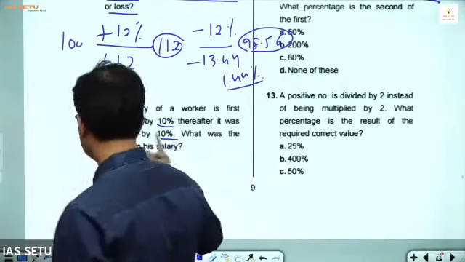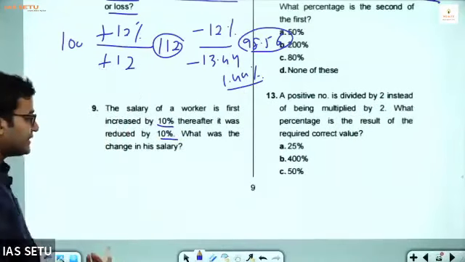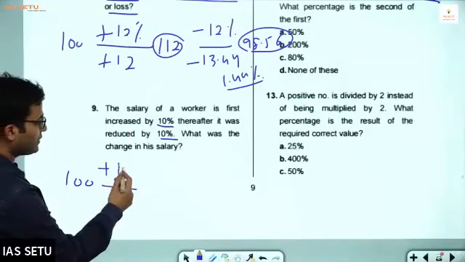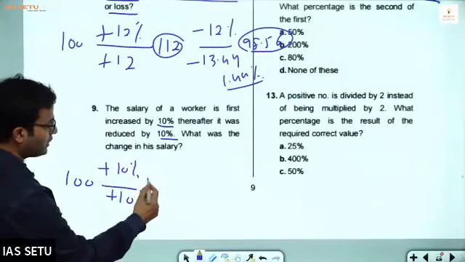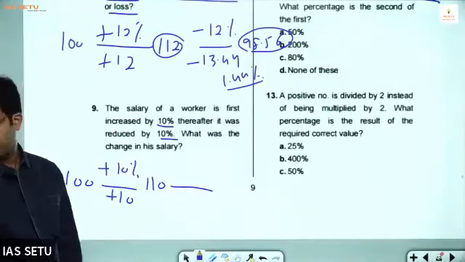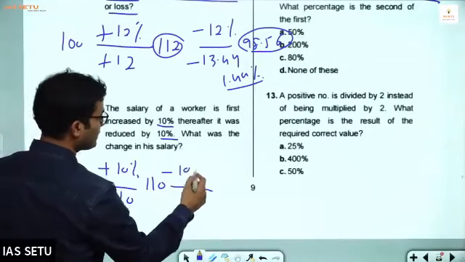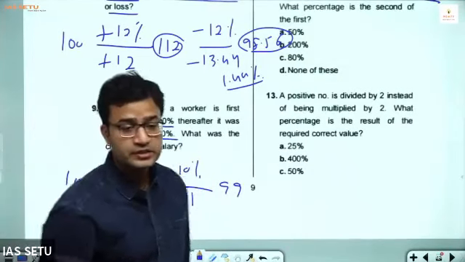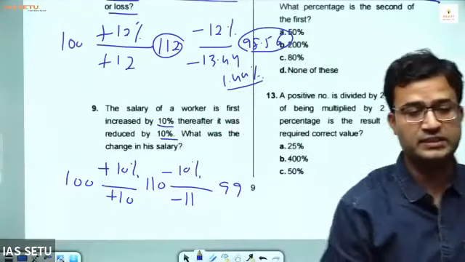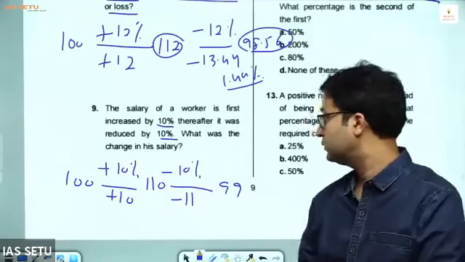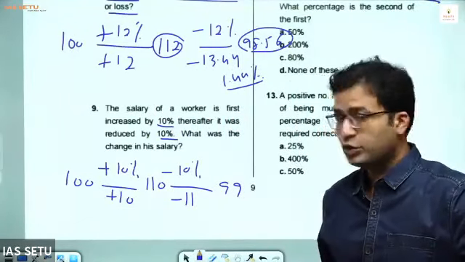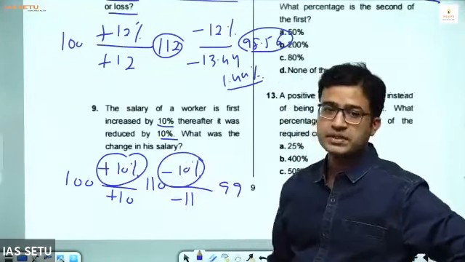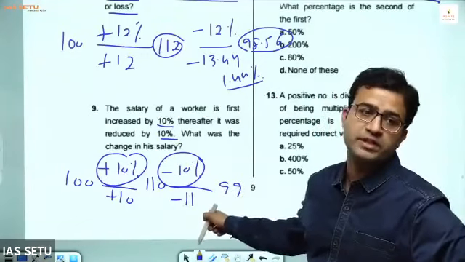First there is an increase, then a decrease. So you can use PCZ. Start with 100. First there is an increase of 10%. Plus 10, it becomes 110. Thereafter it is reduced by 10%. So minus 10%, which is minus 11, 99. So it is like there is a 1% decrease. Read the question carefully. First there is an increase of 10%, then there is a decrease of 10%. Overall there is a decrease of 1% in the salary.